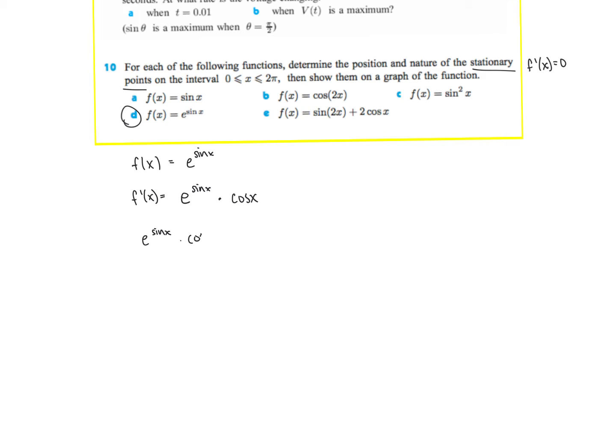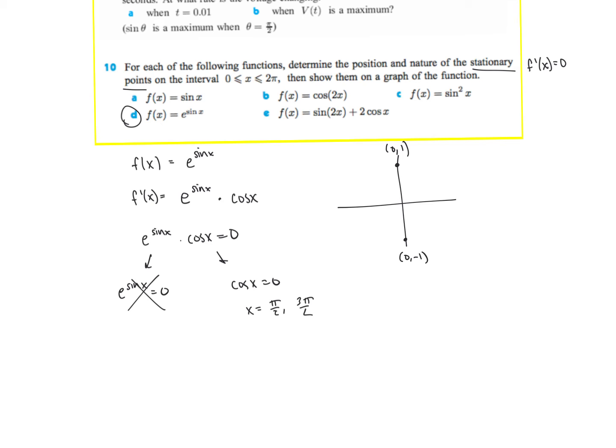And we're going to set this equal to 0, so either this equals 0 or this equals 0. And e to some power never equals 0 because there's an asymptote at 0. So when does cosine equal 0? And that would be up here and down here. 0, 1, 0, -1. So cosine is equal to 0 at pi halves and at 3 pi halves.